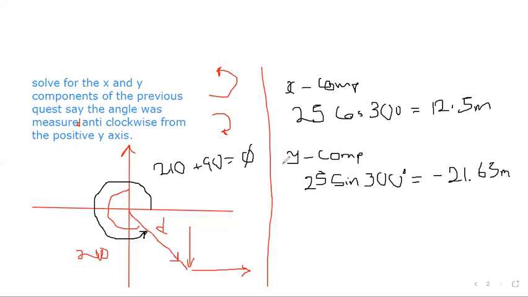So if we wanted to use this other angle, 210, using this angle 210 measured from this point, if we measure this, the x component should not be unequal.